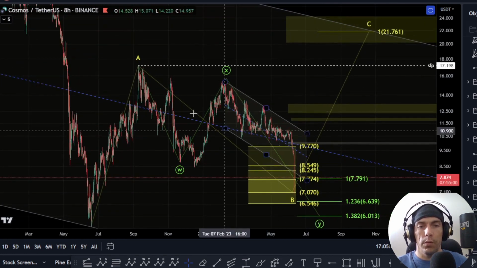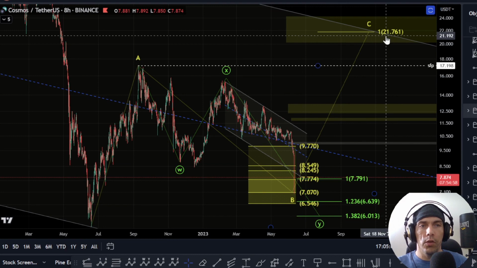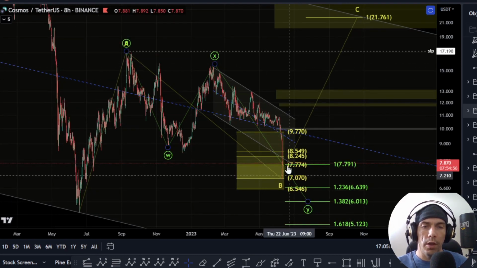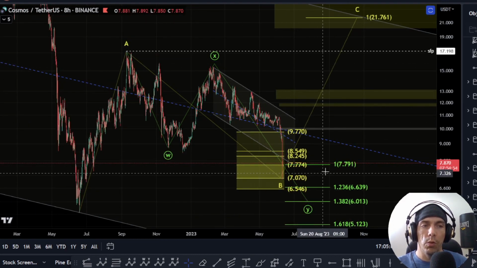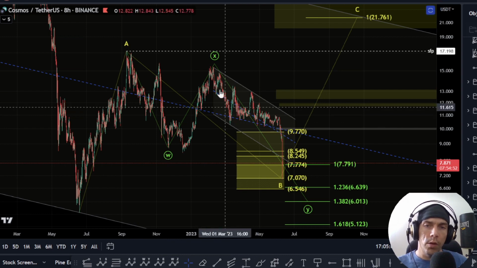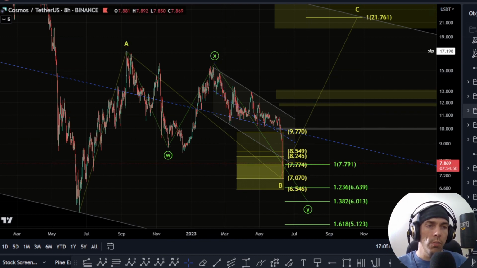Now if we did have to reverse from where we are, we'd be looking for this 21.76. Now we do need to be aware, like I said, there is that bearish potential, which we also go over in a second. So if we're looking at this as a Y wave, how could we look at this move as just a corrective move and not an impulse?